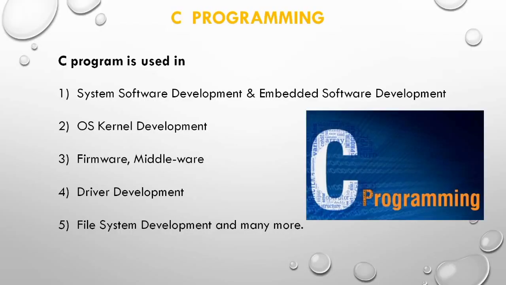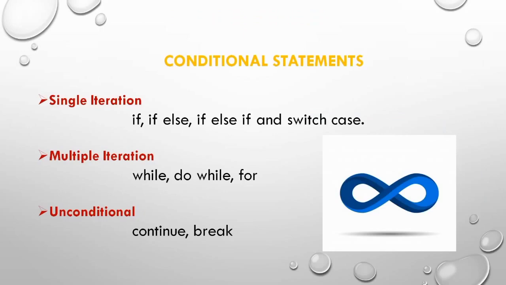C programming is a general purpose programming language, founded by Dennis Ritchie. C programming is used in system software development and embedded software development. It's also used in OS kernel development, firmware, driver development, file system development, and many more. Conditional statements. There are three types: single iteration, multiple iteration, and unconditional. Single iteration: if else, if, and switch case. Multiple iteration: while, do while, and for. Unconditional: continue and break.